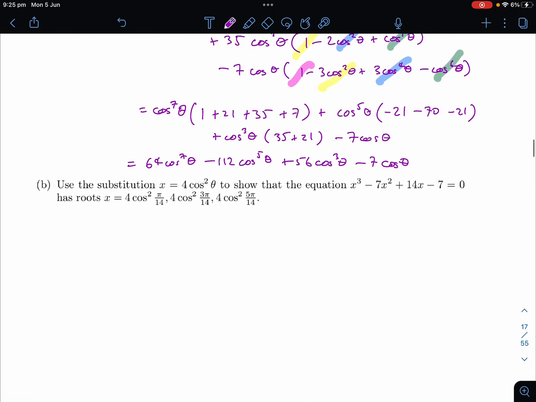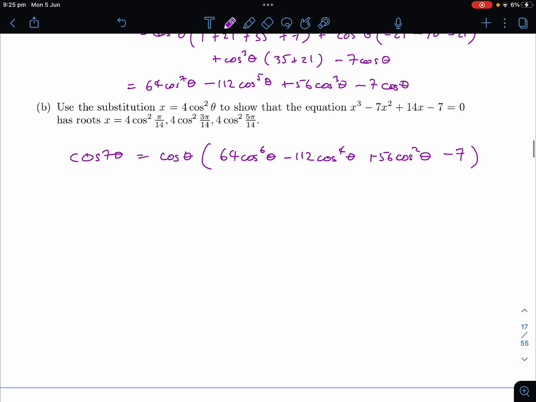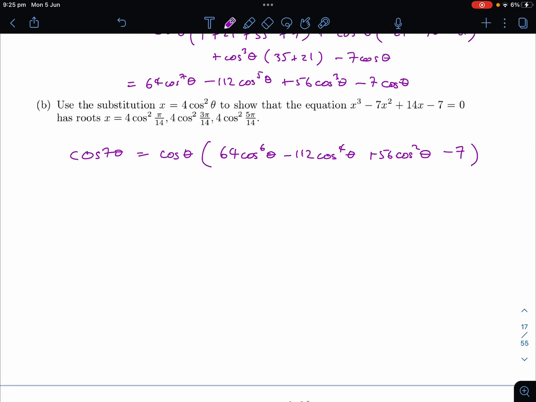So you've got cos 7 theta equals cos theta outside 64 cos to the 6th theta minus 112 cos to the 4th theta plus 56 cos squared theta minus 7. Yeah? So that's not unlike what we've got there, which is cos theta outside.